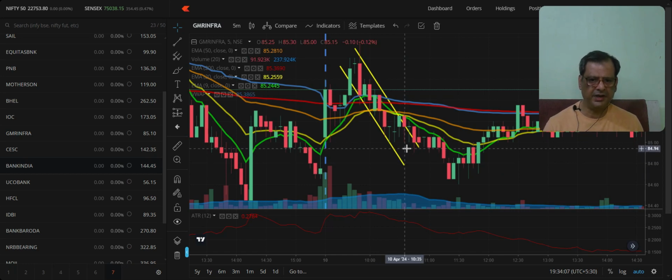Sellers are immediately coming in. So if you went buy above this, you would have triggered your stop loss. Then again you have a doji. There's a terrible fight going on here, and the price is below all the moving averages. So if you took a buy here, your stop losses would have been hit badly.